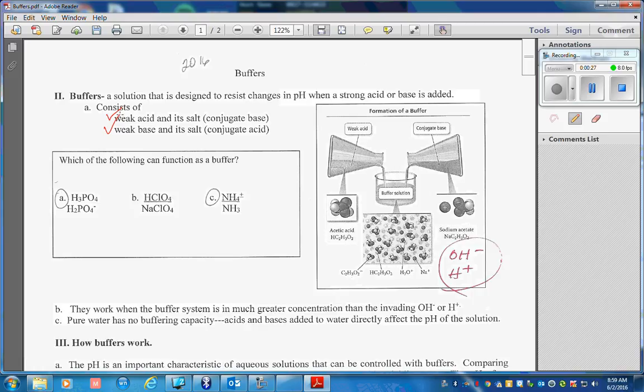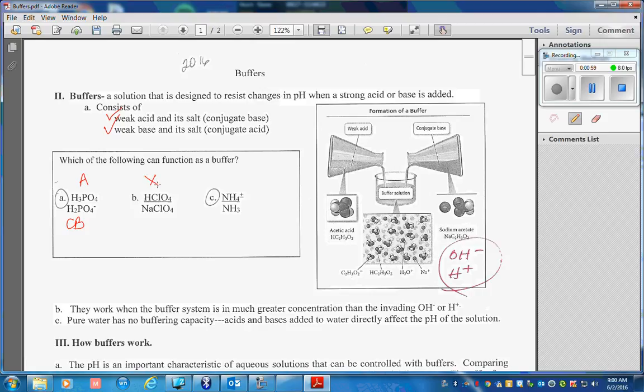So you need to be able to find out if two compounds will make a buffer system or not. Here we have phosphoric acid, and phosphoric acid has a conjugate base. When it donates its proton, what is left on the other side of the arrow, its conjugate base, reflects the donation of the proton, and so here it is. This would make a buffer system.